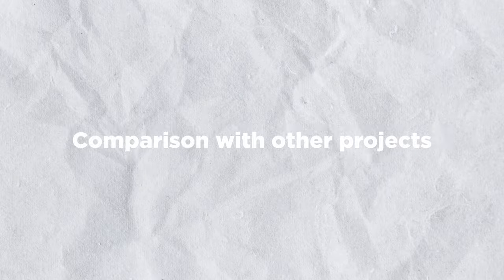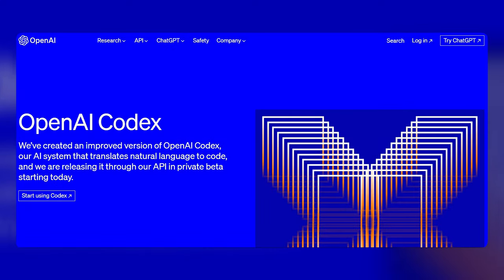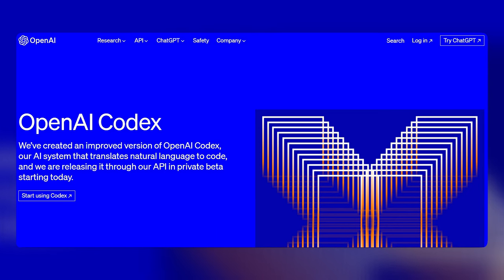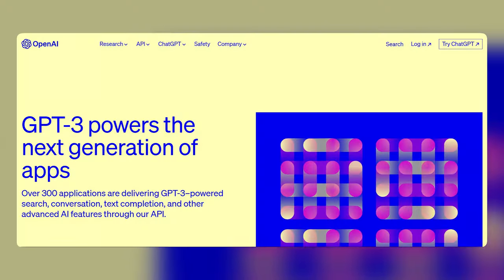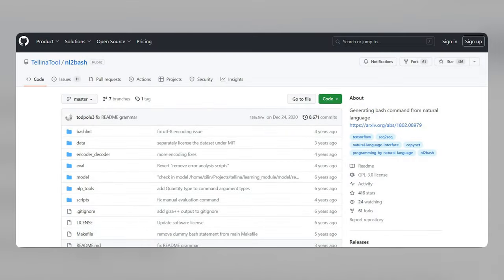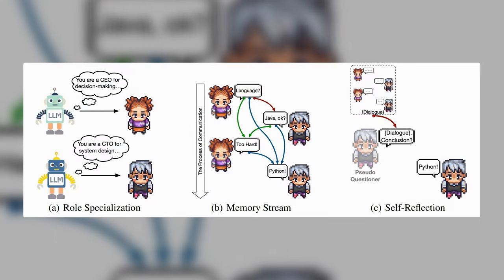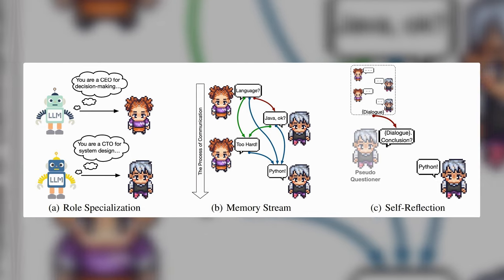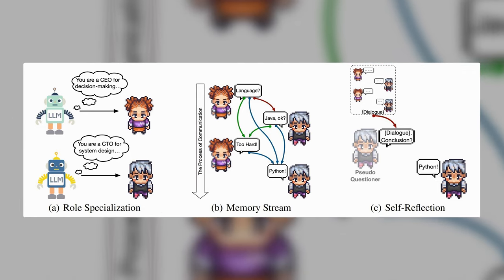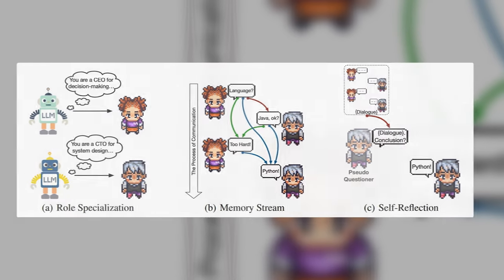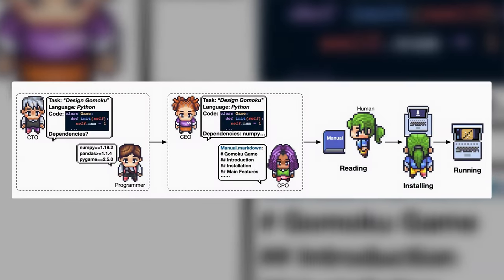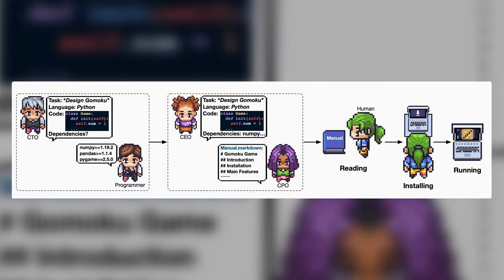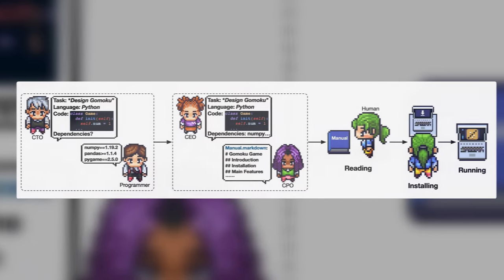Comparison with other projects. There are a number of other projects that aim to create software using natural language or LLMs, such as Codex, GPT-3, or NL2Bash. The paper suggests that ChatDev is more advanced and comprehensive than these projects because it uses multi-agent collaboration instead of single-agent generation. This means that ChatDev can handle more complex and diverse tasks than these projects.